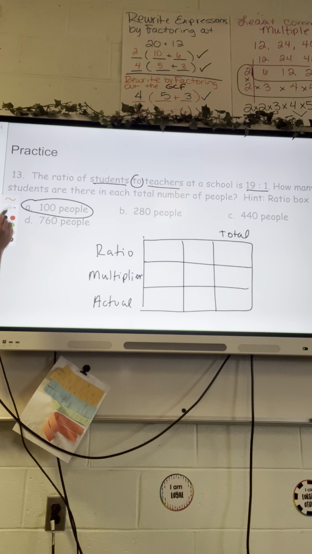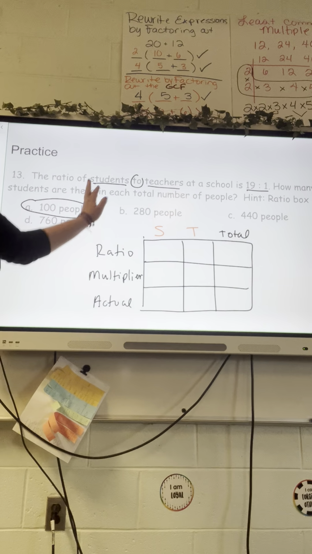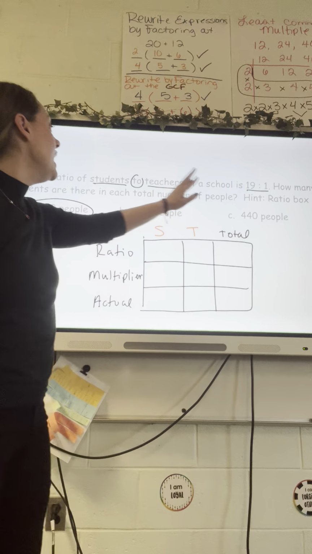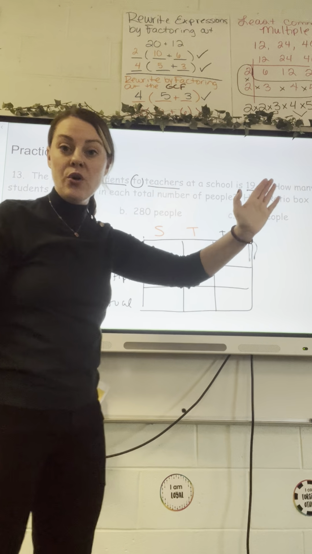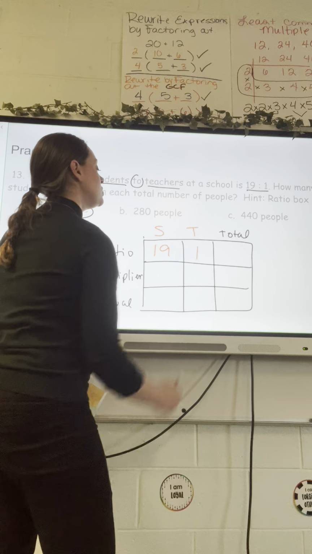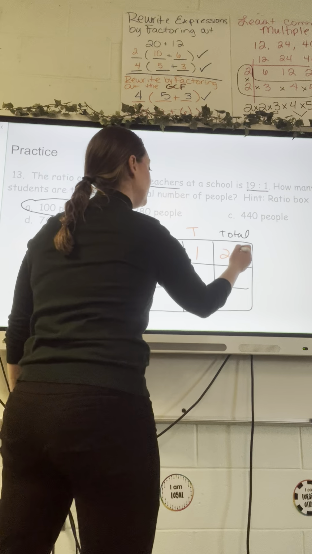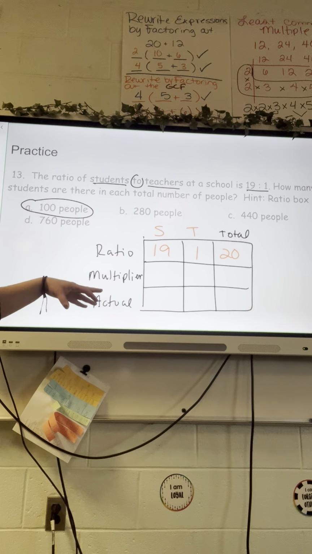The ratio of students to teachers. So I have students and I have teachers, and my ratio is 19 to 1. If you put teachers to students, you will have to flip the ratio. Just don't change anything. Just keep it the way it is. So 19 to 1, and then I add it automatically. Boom, 20. Total. And then what number am I missing?